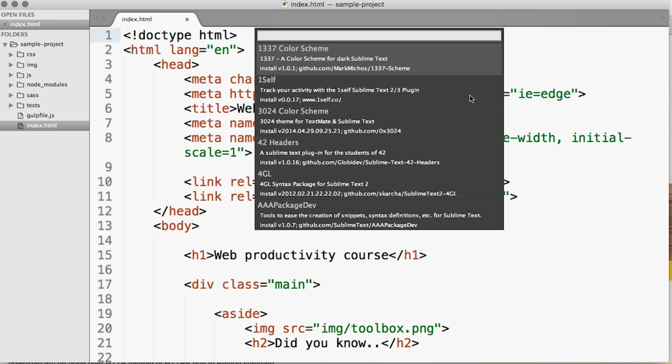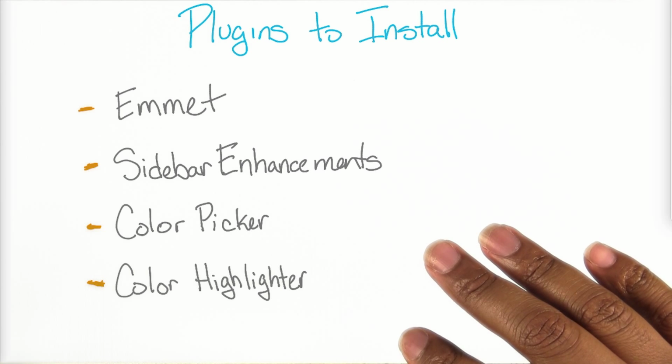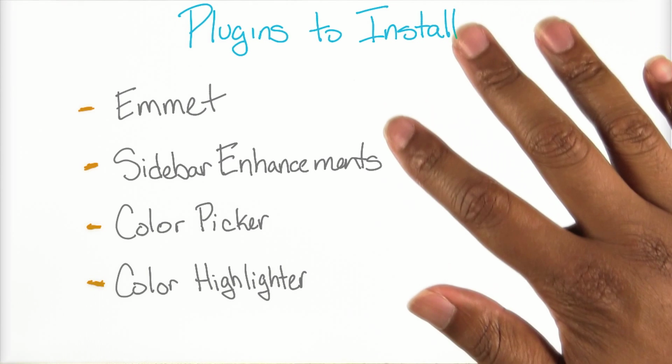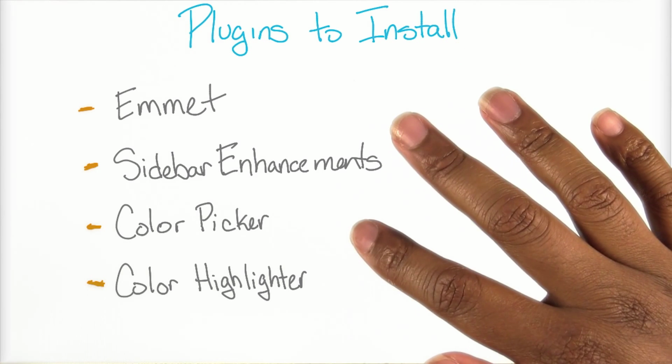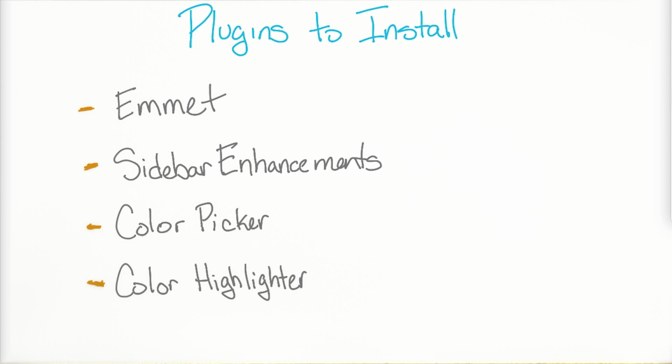So now that we're prepared, let's install a few of our favorite plugins. This list of plugins is also in the notes for you to quickly copy and paste. Through package control's install command, please install Emmet, Sidebar Enhancements, Color Picker, and Color Highlighter. Some plugins require restarting the editor, so to make sure, do that after you've installed everything.